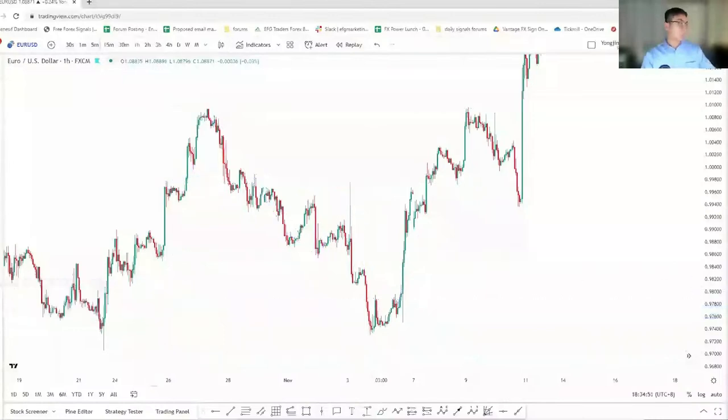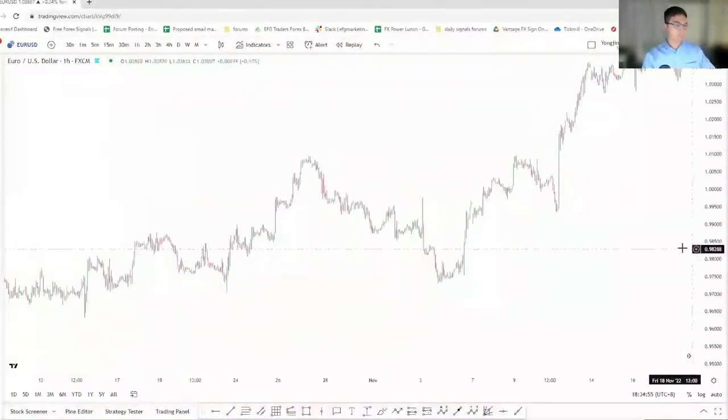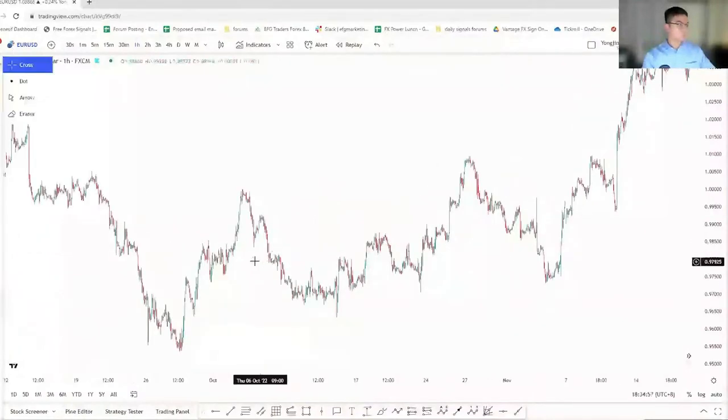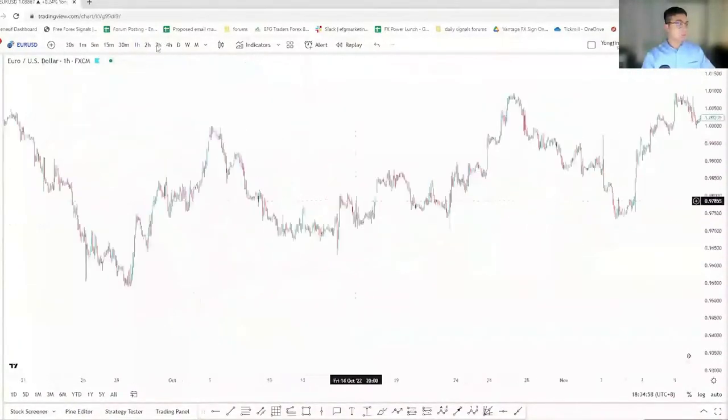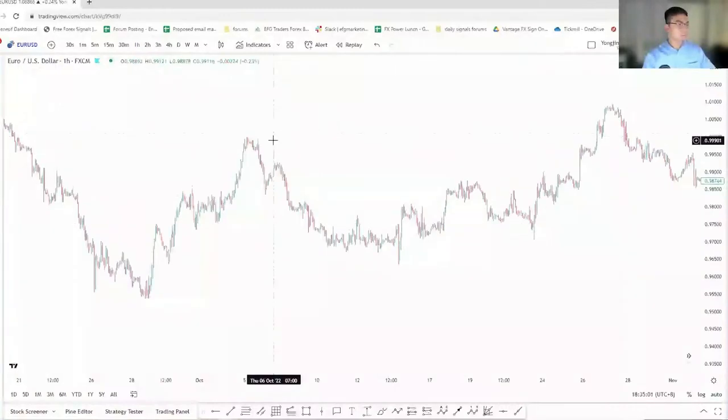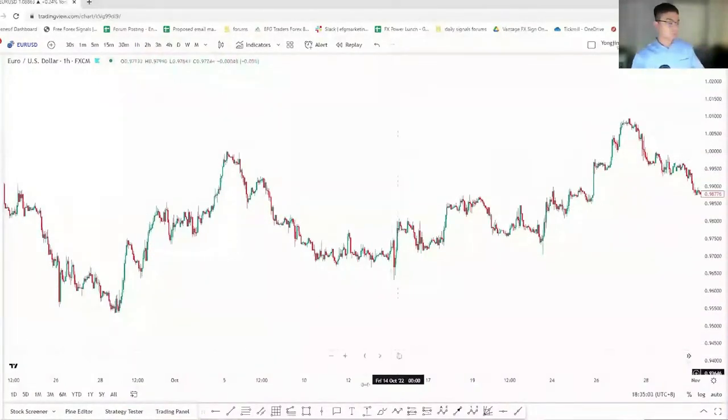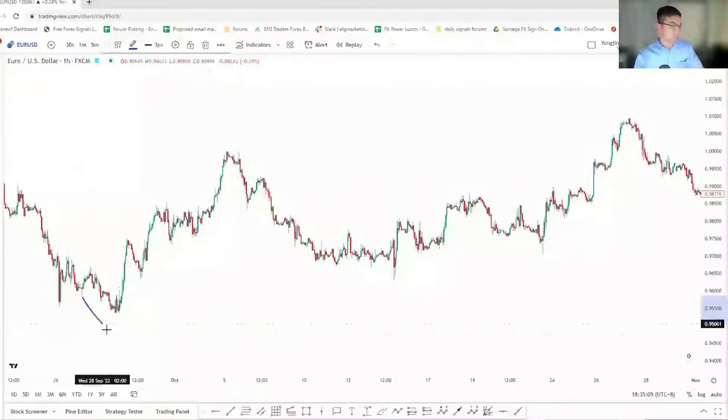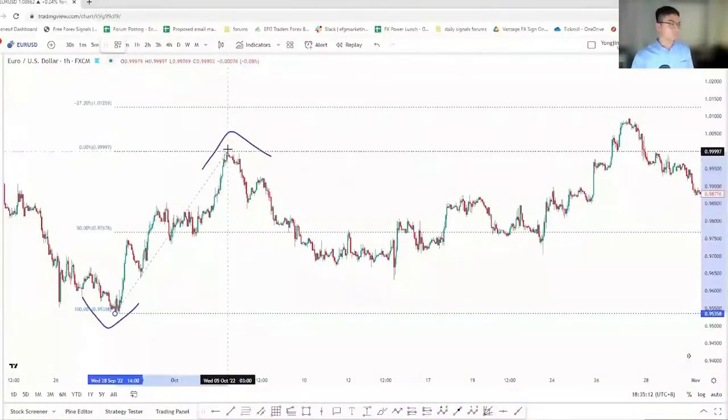Okay, let's find another one. And another significant swing. So yeah, this is actually quite a nice one. So you notice that we have pretty much a significant swing right there. So I'll be drawing a Fibonacci line from the bottom to the top.